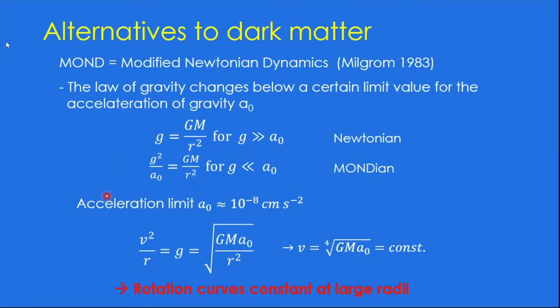By equating centripetal acceleration with g in the Mondian regime, we get an orbital speed that is constant. Therefore, the flat rotation curves in the outskirts of galaxies can be explained without introducing dark matter. Well, in fact, MOND in many cases works better than dark matter, I have to confess, in reproducing rotation curves of galaxies. And there has been a constant tug of war between MOND and dark matter proponents.